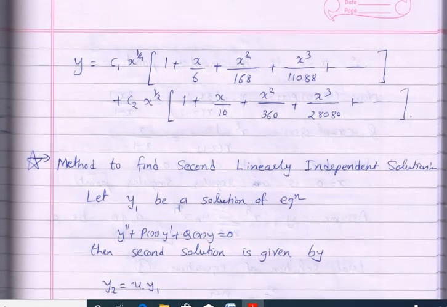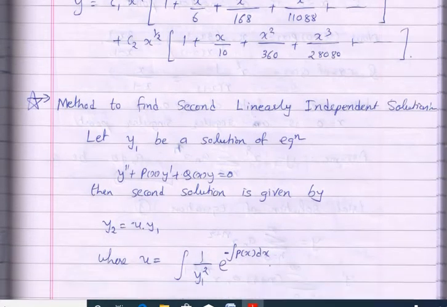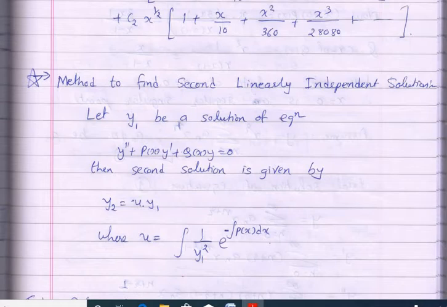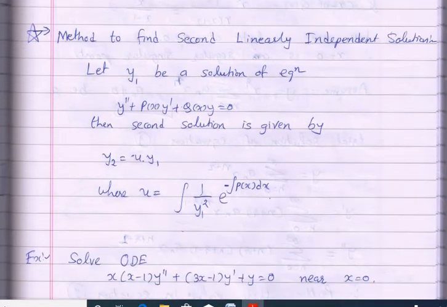Hello everyone. Today we are going to start with the second and third case of Frobenius method. Before going on to that, we are going to learn the method to find the second linearly independent solution if one solution is known. That means suppose y1 be the solution of equation y'' + p(x)y' + q(x)y = 0.